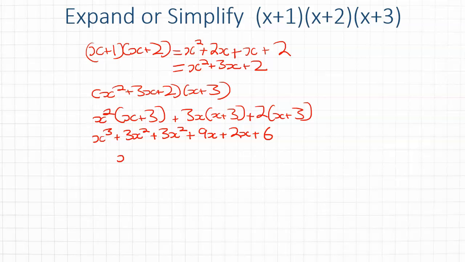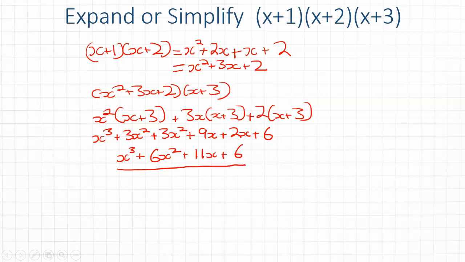Now we combine like terms. The first term is x cubed, 3x squared plus 3x squared is 6x squared, 9x and 2x is 11x, and the final number term is 6. The answer is x cubed plus 6x squared plus 11x plus 6.